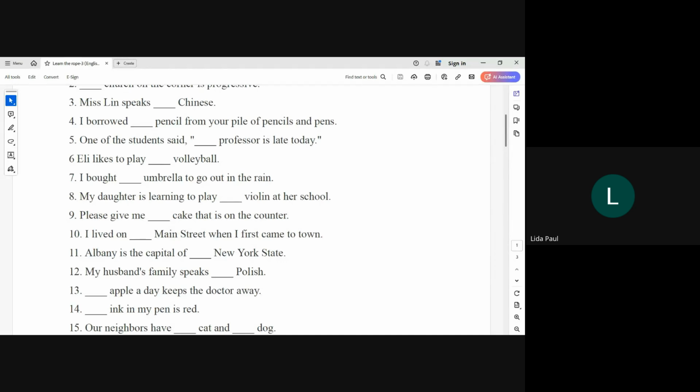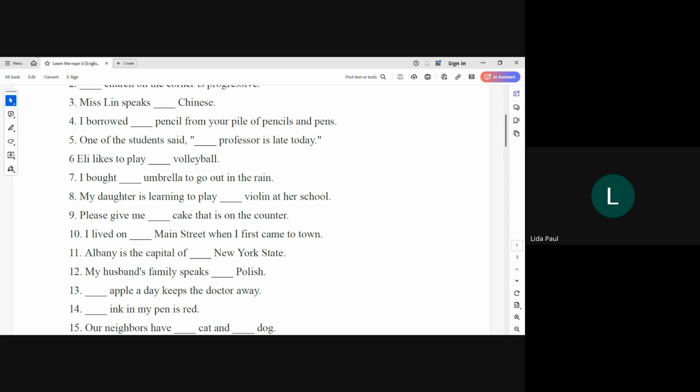My husband's family speaks dash Polish. No article. Correct, right? Because it's the name of the language. Polish is the name of the language, so no article is required here. My husband's family speaks Polish.